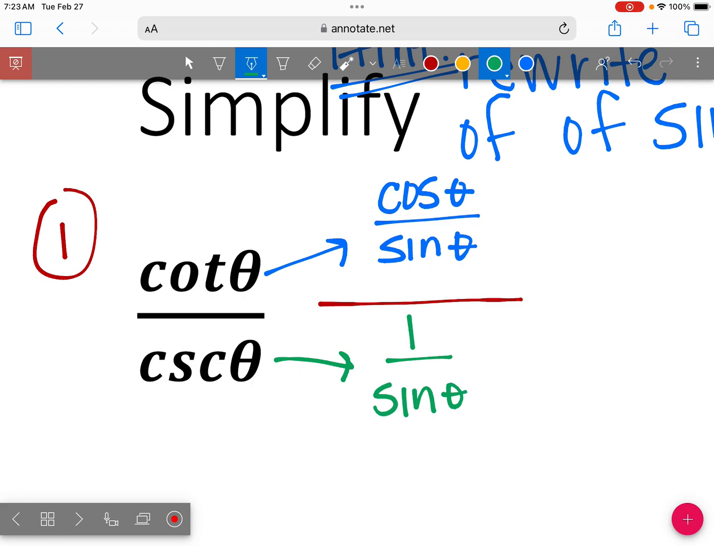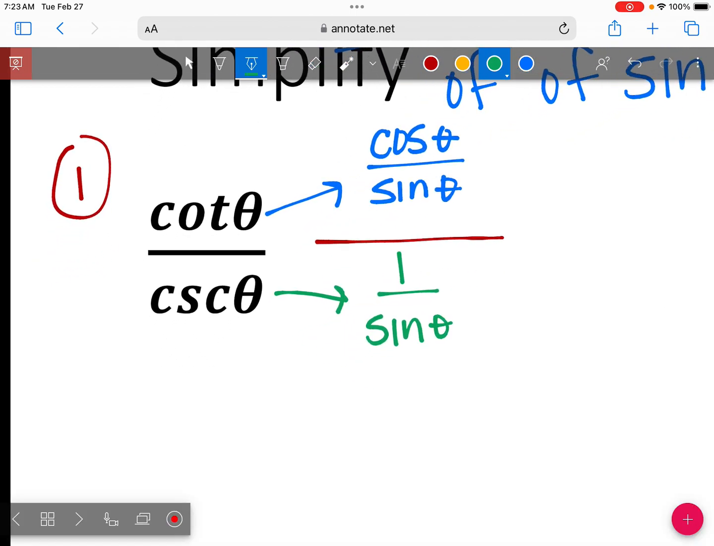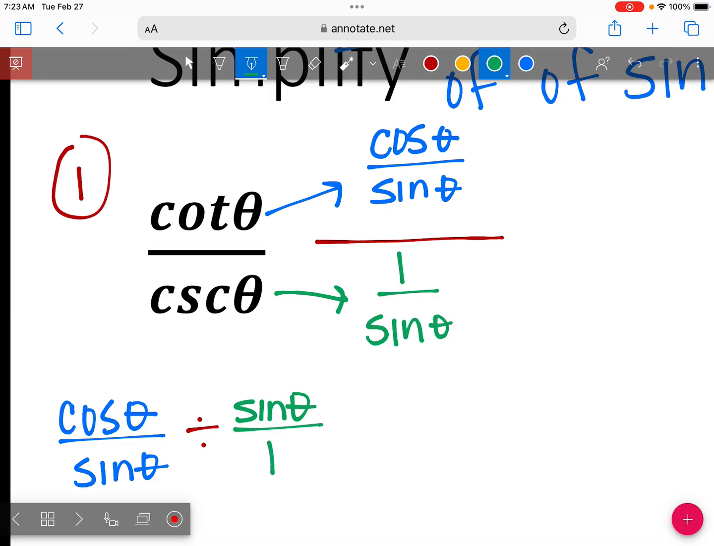So what we're going to do is divide these two, which means we're doing a copy, change, flip, or keep, change, flip. So I have cosine over sine divided by, and I'm going to flip, sine over 1. And what happens when I do that? What's going to cancel? Yes, Nathan. You're so right. It is copy, change, flip, first period. So this changes to multiplication. All right, so we have cosine over sine multiplied by the reciprocal, which is sine over 1.